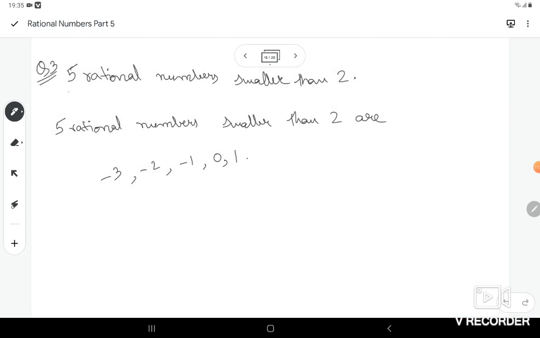Next question says find 5 rational numbers smaller than 2. We can find any 5 rational numbers smaller than 2, but for the sake of convenience and simplicity, the 5 rational numbers smaller than 2 would be minus 3, minus 2, minus 1, 0 and finally 1.